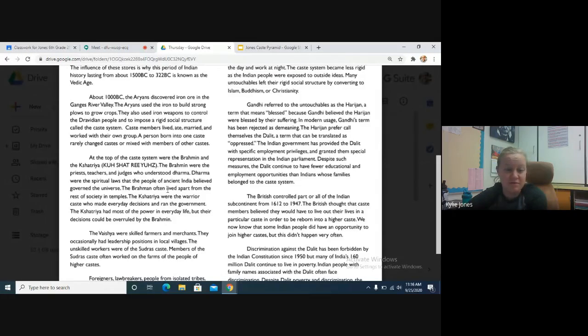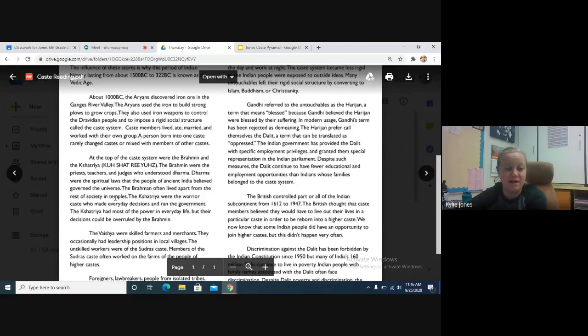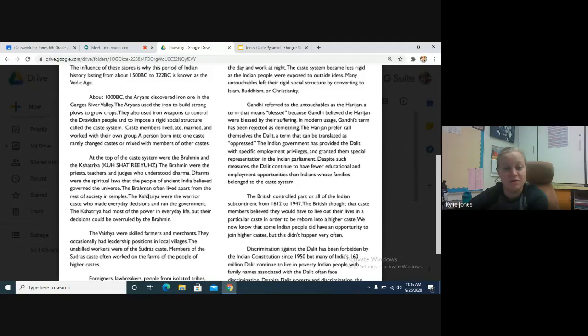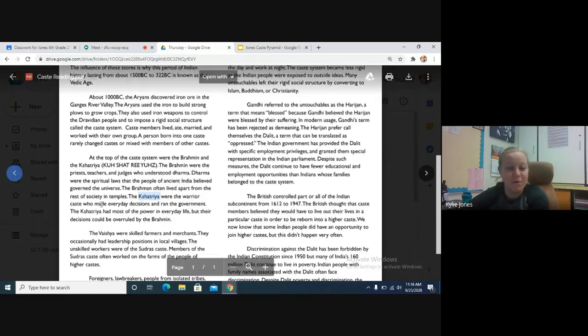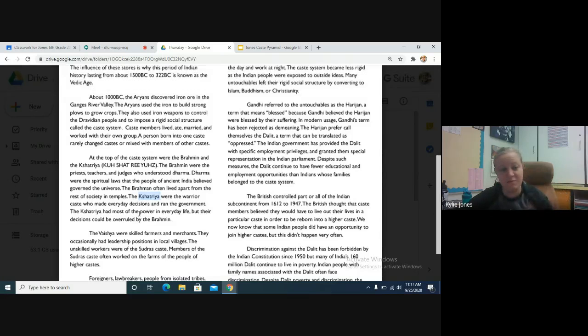The Brahmin often lived apart from the rest of society in temples. The Kshatriya were the warrior caste who made everyday decisions and ran the government. They had most of the power in everyday life, but their decisions could be overruled by the Brahmin.